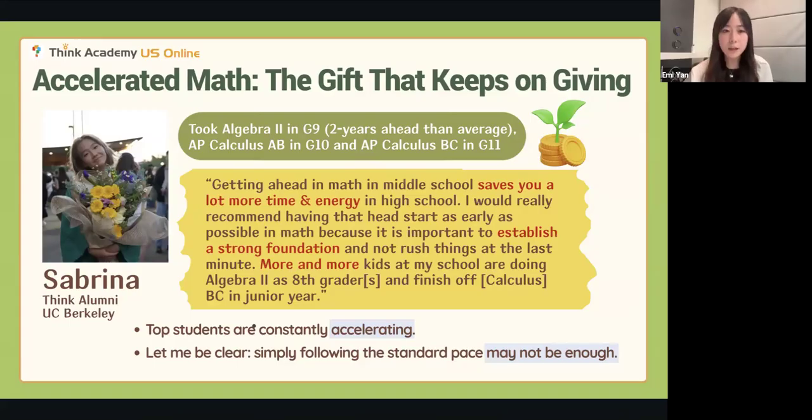According to Sabrina, getting ahead in math in middle school saves you a lot more time and energy in high school. "I would really recommend having that head start as early as possible in math, because it is important to establish a strong foundation and not rush things at the last minute. More and more kids at my school are doing Algebra 2 as 8th graders and finishing off Calculus BC in junior year."